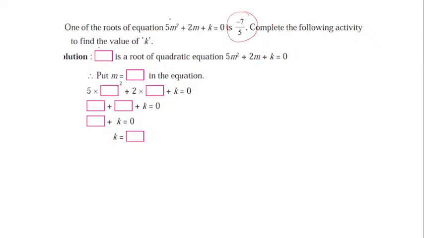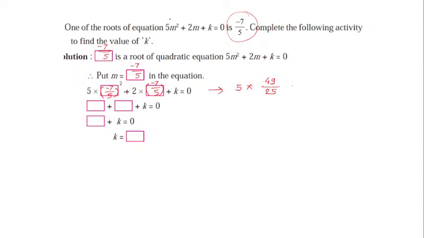So here in the first box we should have minus 7 divided by 5 is the root of the given equation. Now if it is a root, then we have to put m is equal to minus 7 divided by 5 in the equation. So 5 into m square is there, that means minus 7 divided by 5 bracket square is there, plus 2 into m, that is 2 into minus 7 divided by 5 plus k is equal to 0. Now if we simplify this, 5 into minus 7 square, that's 49, divided by 5 square is 25.